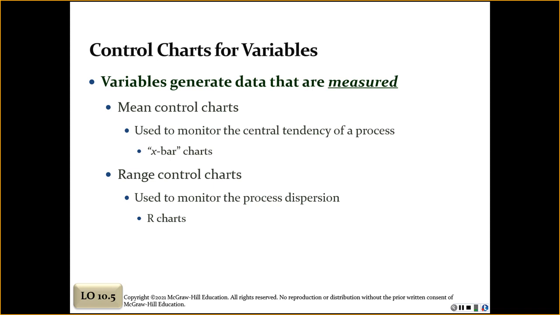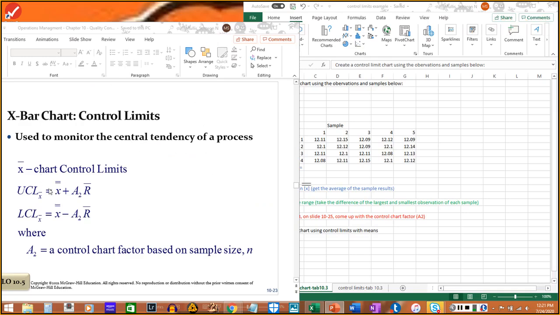The range control chart, or what is referred to as the R chart, is used to monitor the process, and it's sensitive to any change that might occur throughout the production. We're going to work through an example and come up with control limits. We're going to come up with the upper control limit by using this equation, and the lower control limit by using this equation.